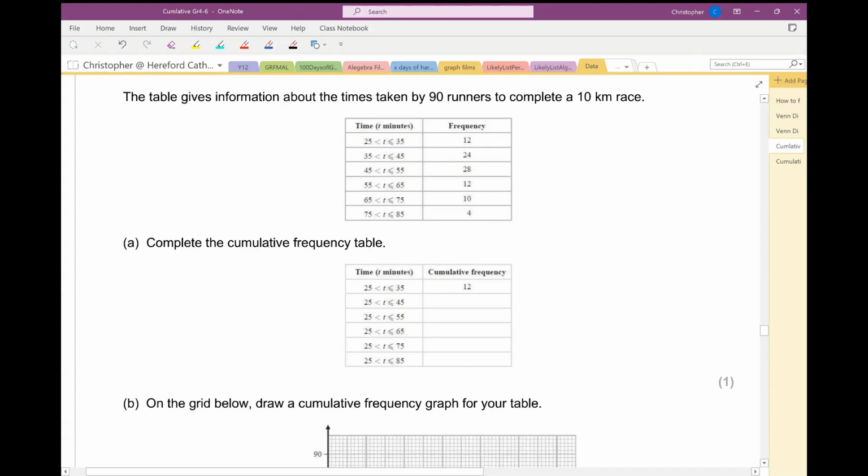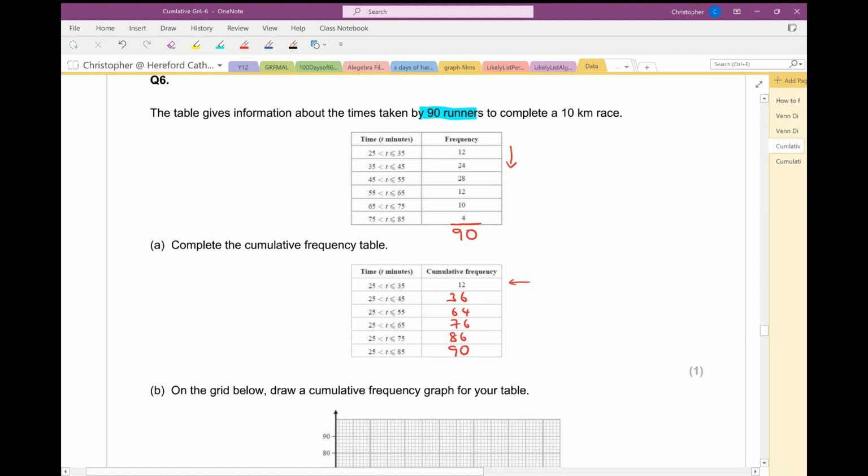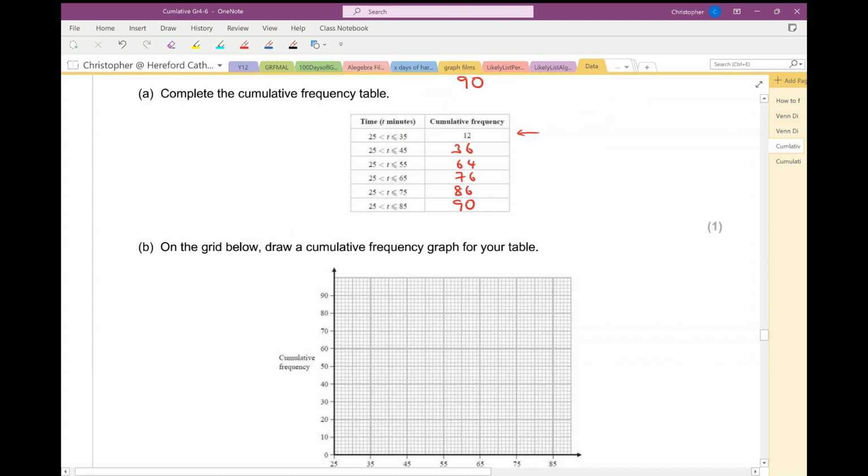Question 6. Right, we've got information in the table about the times taken by 90 runners to complete 10k. So I'm expecting these numbers here to add up to 90, since there are 90 runners represented. Right, complete the cumulative frequency table. So how many took between 20 and 35? Well, 12, and that's already given to me here. How many between 25 and 45? That's going to be those 36. Continue the process here. 36 and 28 is 64. Then I'm going to have 76, 86, and 86 plus 4 is 90. Good.